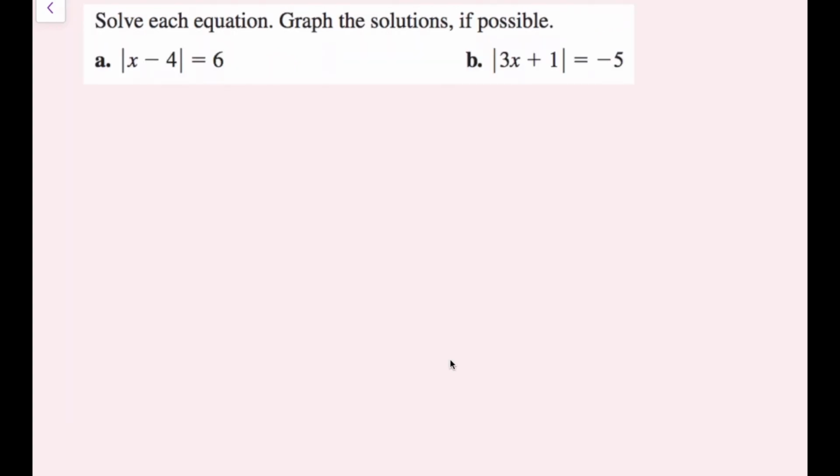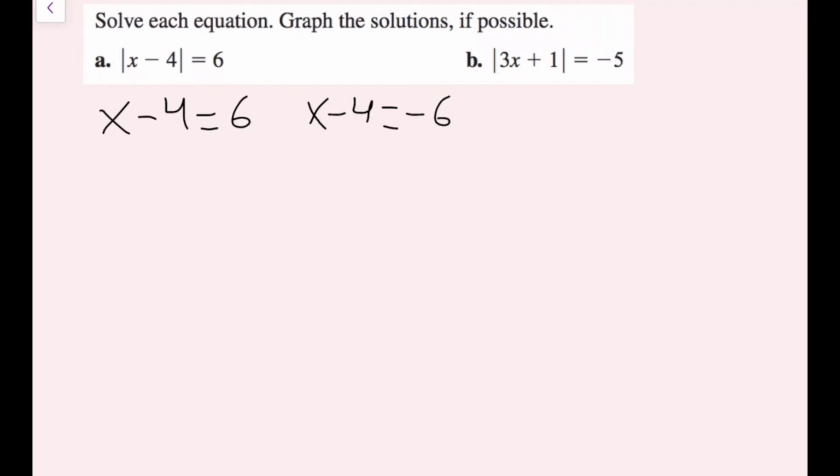Solve each equation, graph the solutions if possible. Here I have the absolute value of x minus 4 is equal to 6. We need the expression inside the absolute value, x minus 4, to be equal to whatever numbers will give 6 when you take the absolute value. There are two possibilities here. The absolute value of 6 is 6, and the absolute value of negative 6 is 6. So I need to set x minus 4 equal to both of those numbers. This is what I call unwrapping the absolute value. I'm going to rewrite this as x minus 4 equals 6, and x minus 4 equals negative 6.